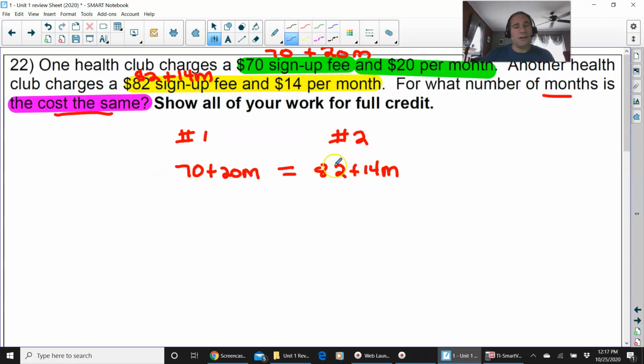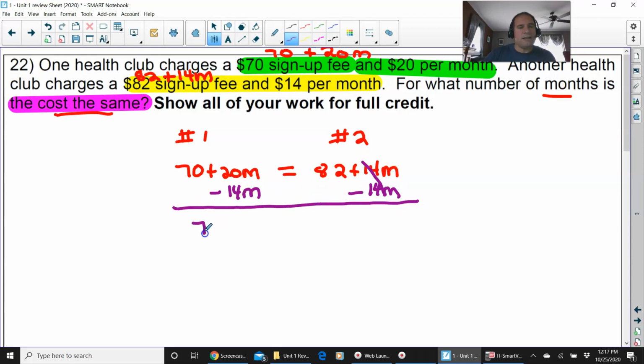We are going to solve and see this m right here and this m, we have to get them together. So I'm going to go for the smaller variable over to the larger. And the number before the variable is called the coefficient. So the smaller coefficient over to the larger coefficient. And that'll keep you in the positive. That's why we do that. So 20 minus 14 is a positive 6m equals 82.